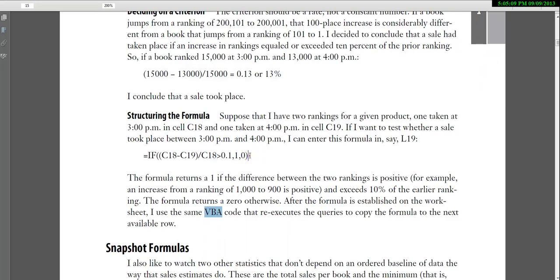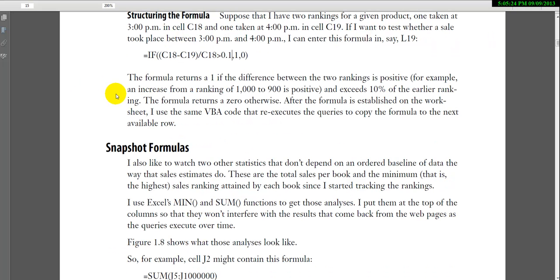Okay, so make sure this is clear. It should be clear. Just a simple IF statement. Okay, next we're going to do this. I'd also like to watch two other statistics. These are total sales per book, how many sales we've had per book, and minimum sales ranking attained by each book since I started tracking the ranking. So remember, minimum ranking means that's the best ranking, right? That is the highest ranking. Okay, so he's going to use these two. So we'll come back to that next.